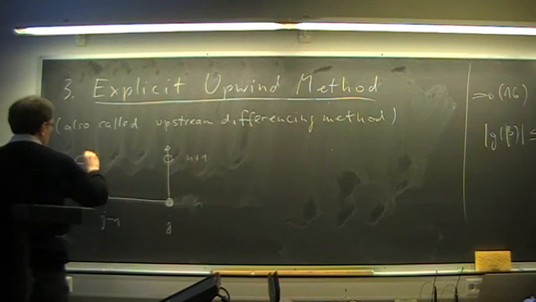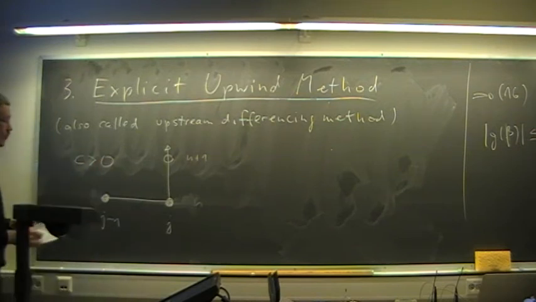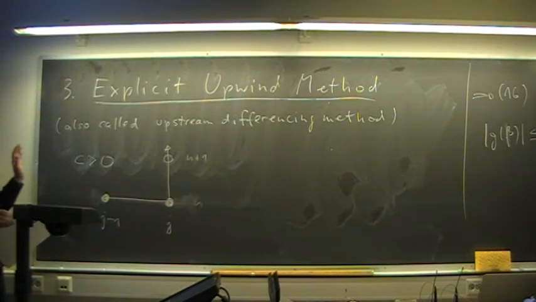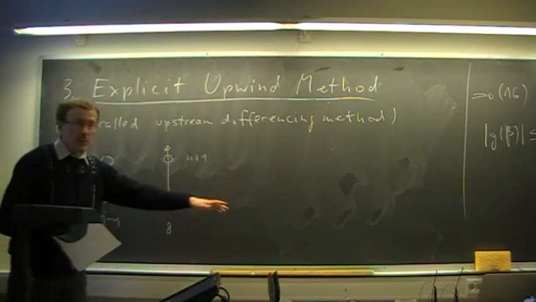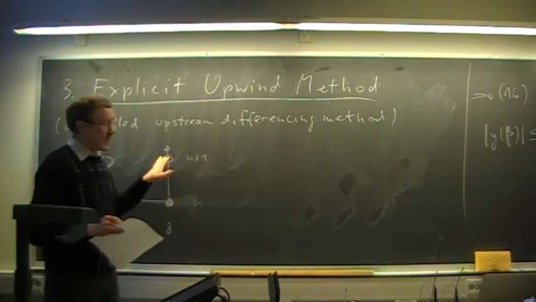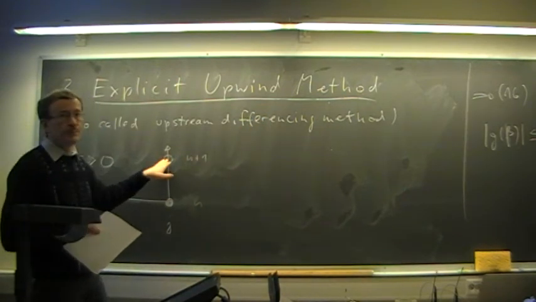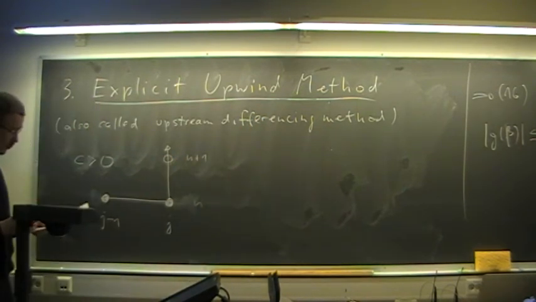That is the situation for c positive, propagation from left to right. So we look in the direction from which the wind is blowing. That is, in that case, the upstream direction is to the left. So then we take this into account. Downstream has no influence on what is happening here, not at all. It influences something to the right, but nothing here. So that is the right way to do it.